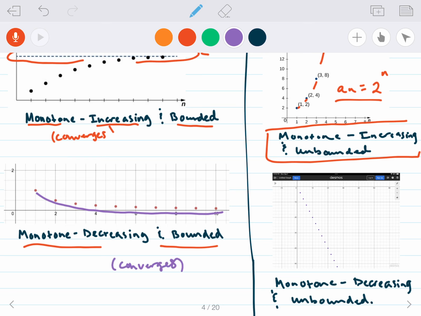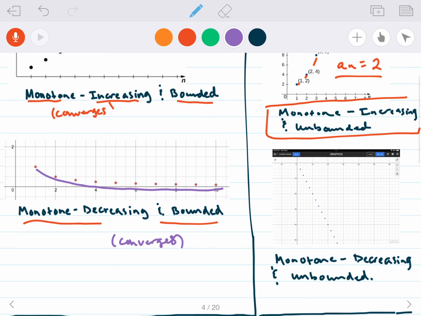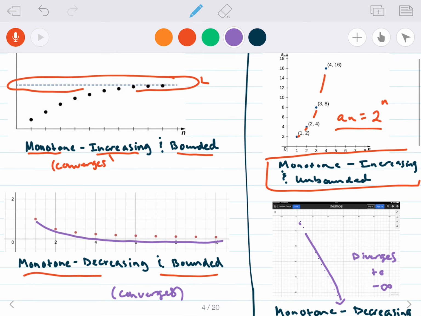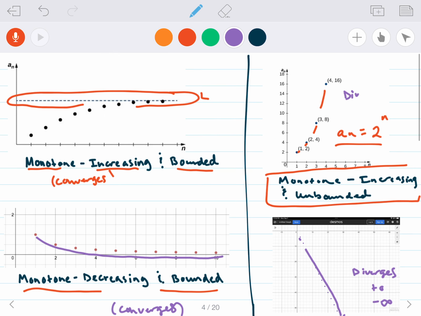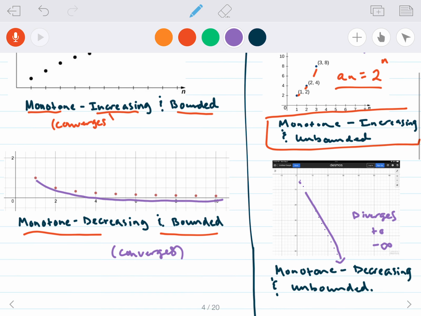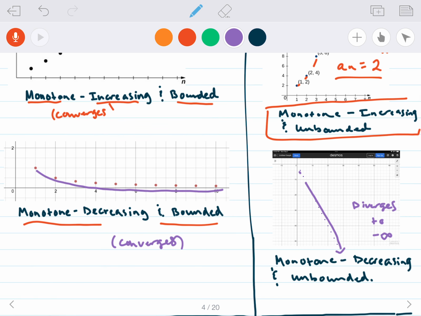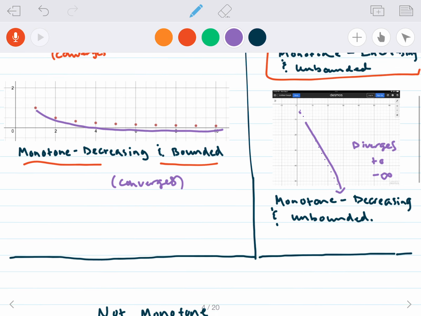And then to the right, we have an example of a monotone decreasing and unbounded function. And so we can see here that as n gets larger and larger, this thing is decreasing without bound. So this diverges to negative infinity. And I didn't put it here, but the increasing unbounded case diverges to infinity. Okay, so some examples of the monotone convergence theorem pictorially.